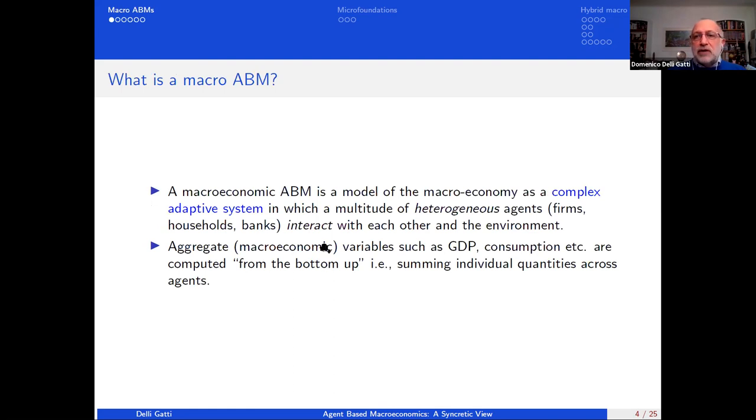Let me start from what is a macro agent-based model. It's a model of the macroeconomy where the macroeconomy is conceived as a complex adaptive system. These are keywords that represent an economy as a multitude of heterogeneous agents that can be different along different profiles, that interact with each other and the environment of a number of markets. These models can generate aggregate variables, aggregate time series, by summing across individual quantities. So you start with individuals and then you go from the individual to the aggregate through simple summation. And you can do this because you are free from the problem of aggregation in macro, because you are actually generating individual behavior through computer simulation.